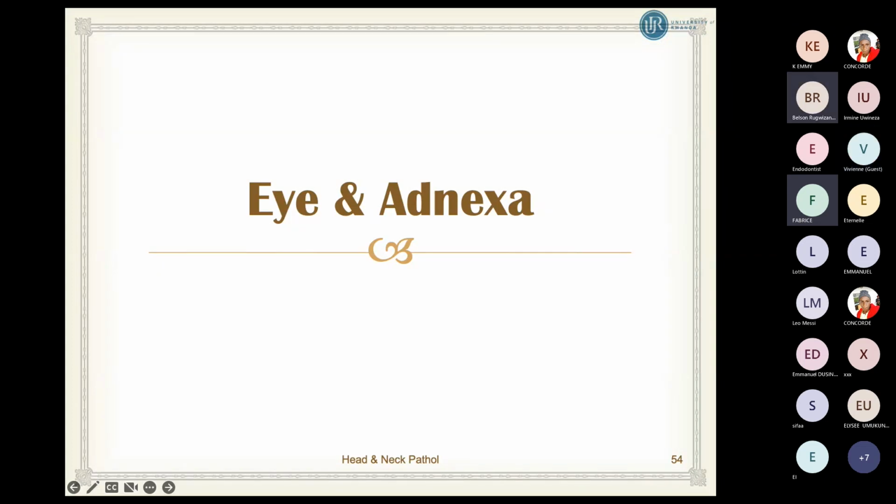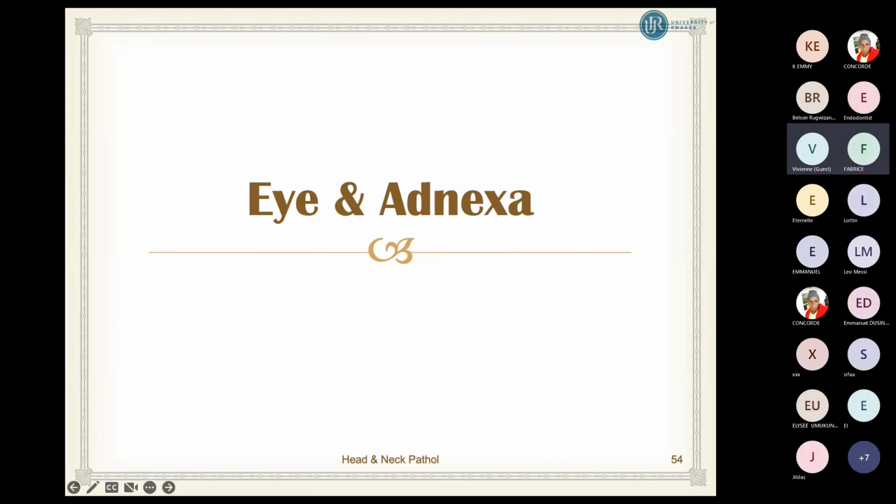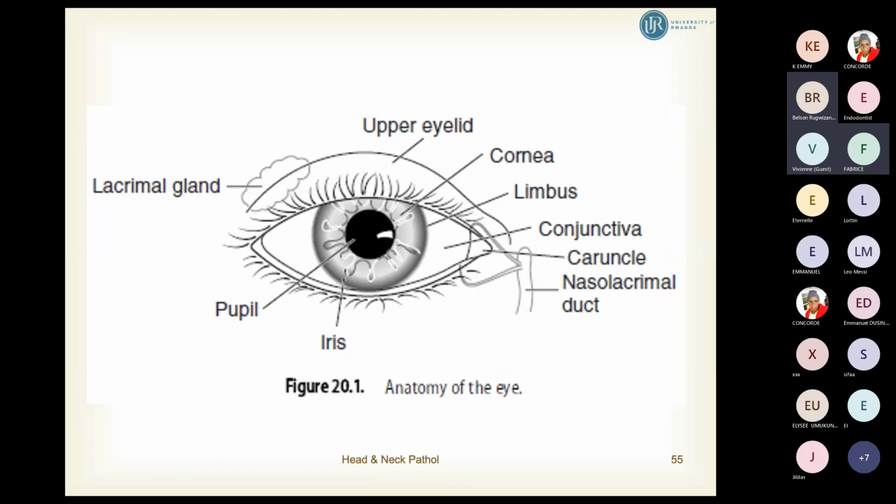Okay, so the eye and adnexa. This is just an anatomy of the eye showing the upper eyelid, and of course there is the lower one. We have the conjunctiva, then the iris and the pupil, and you have the lacrimal glands around, the nasolacrimal ducts, and so on.